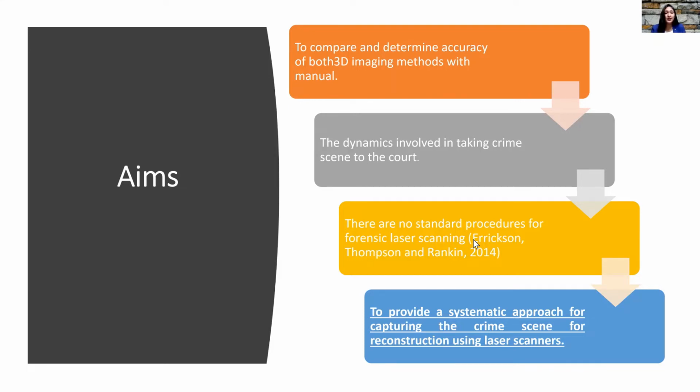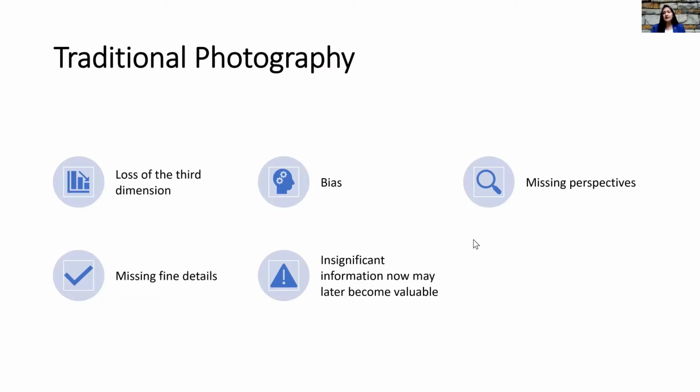Moving on, with traditional photography there are some drawbacks. The first is that we are capturing a 3D environment on a 2D projection, which means that already one dimension is lost. Next, we come to bias: if I am the forensic photographer taking pictures of the scene, I will take them from my perspective, isn't it?